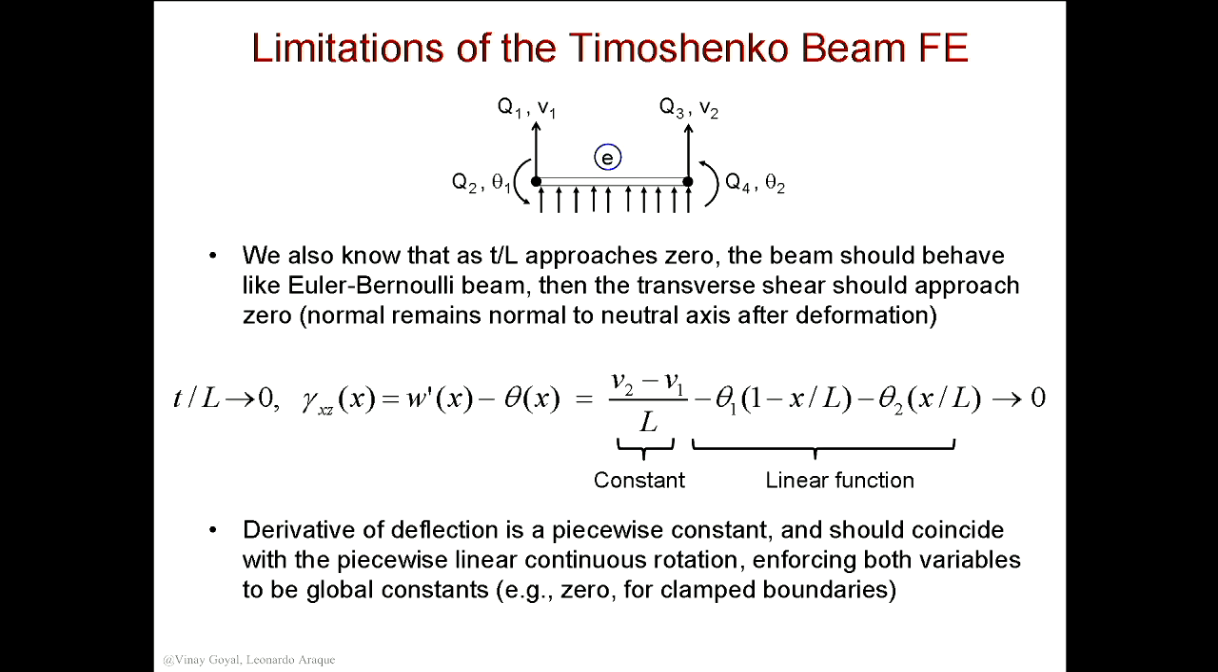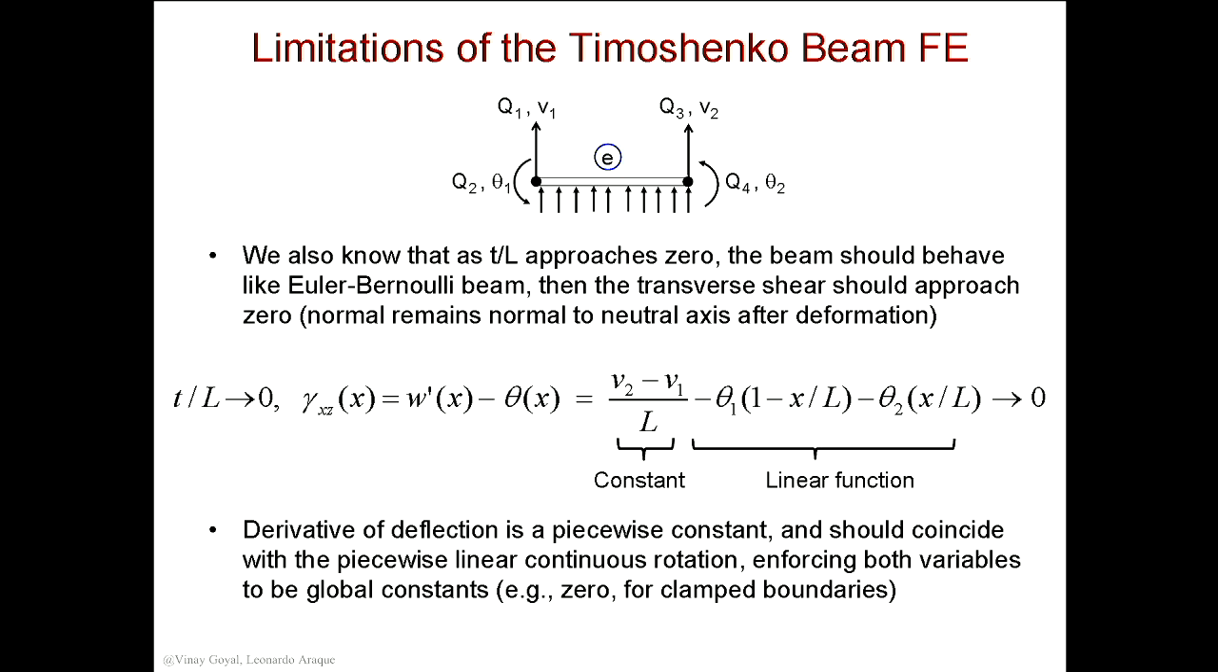But let's look at the interpolation functions we selected. We selected linear interpolation for W and a linear interpolation for theta. If I use a linear interpolation for W, what is W prime? Constant. So I get a constant there. And then for theta, I have a linear interpolation. So the derivative of the deflection is piecewise constant across each element. Fine, no problem with that. But it coincides with a linear function for theta from element to element.